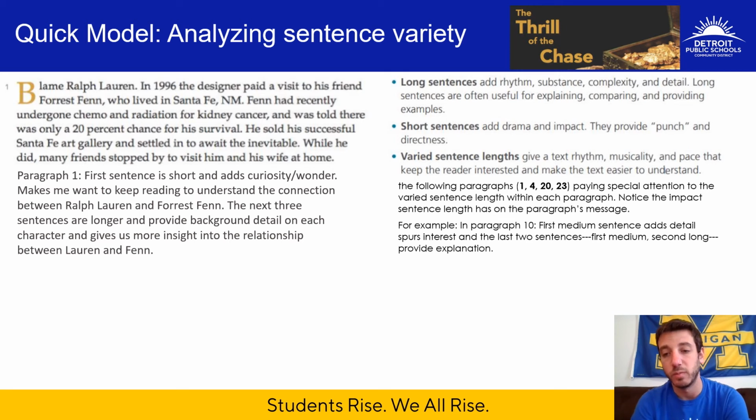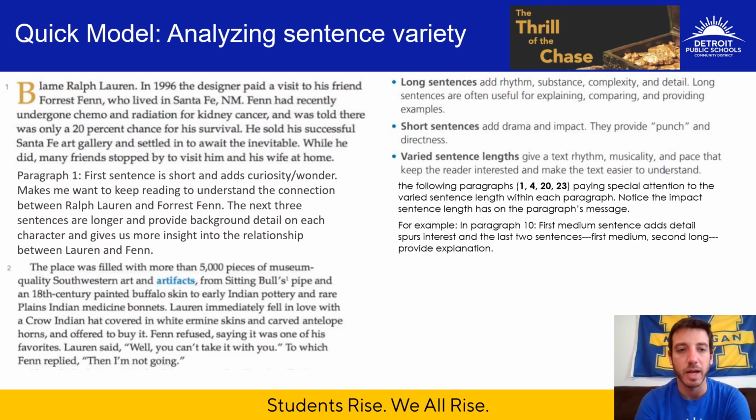We don't know for sure yet, but maybe the blame Ralph Lauren thing is not real. It's more of a facetious, sarcastic thing. Maybe he's blaming him for something good. We don't know. But the first paragraph is filled with mainly longer sentences that provide us with detail of our characters and the relationship they have with each other. Okay, next paragraph, second paragraph.